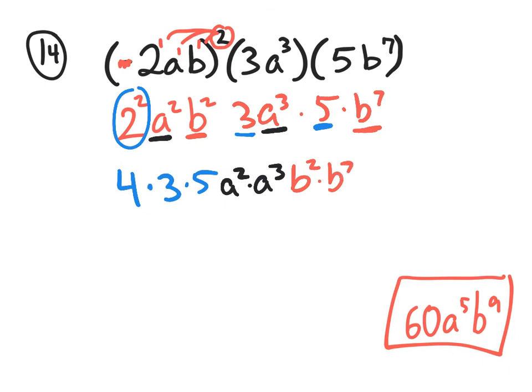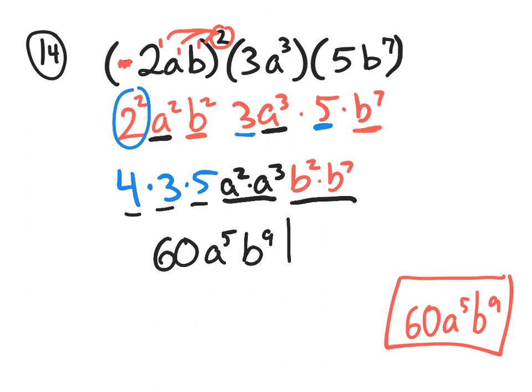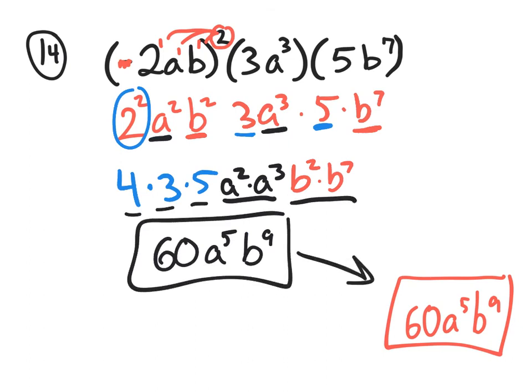If you show all your work, there's less likely of a chance that you make a mistake. So let's do the math. 4 times 3 is 12, times 5 is 60. A to the 5th because 2 plus 3 is 5. B to the 9th because 2 plus 7 is 9. Jezreel, it looks like you're on your way to an A tomorrow.